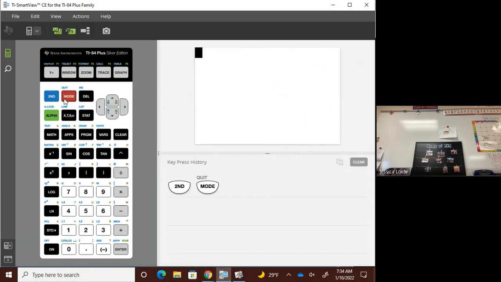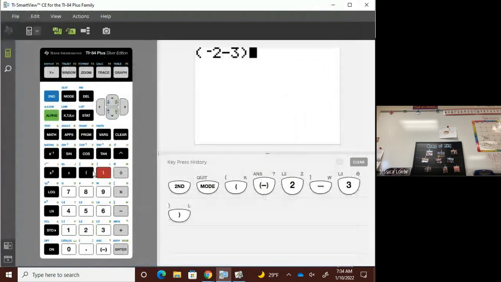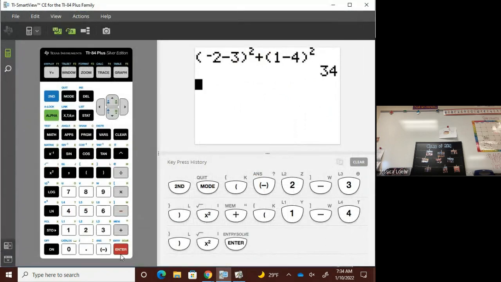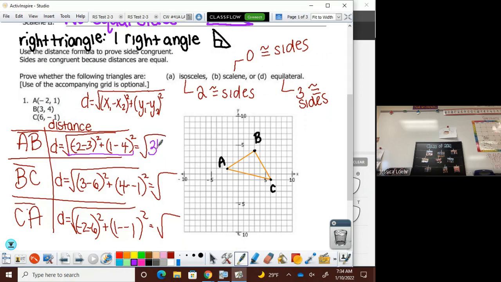Parentheses, -2 minus 3 squared plus 1 minus 4 squared. Gives me 34 underneath my radical. So that's the length of side AB.